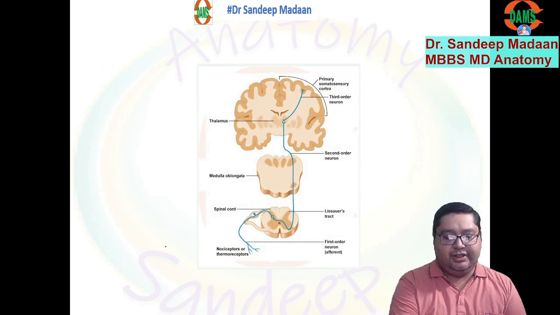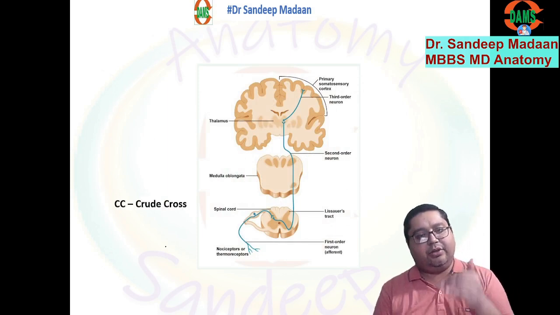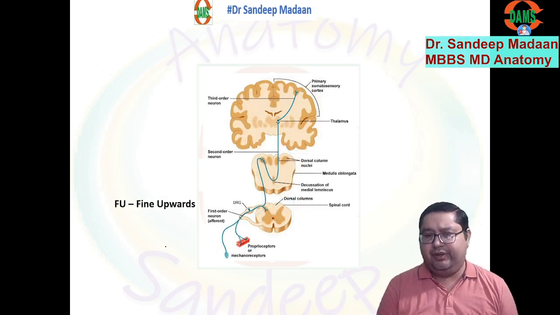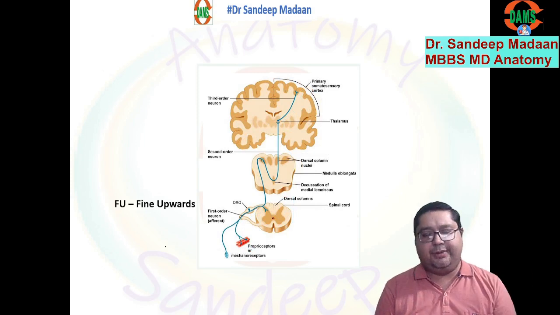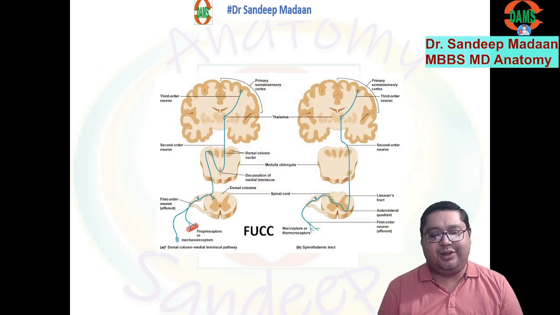When the crude sensation comes, this will cross. We can remember CC: crude sensation will cross within the spinal cord. When the fine sensation comes, they move upward. We have discussed also the dorsal column was moving upward. If you combine them together, this becomes like fine will not cross and crude will cross. I hope you will remember now.